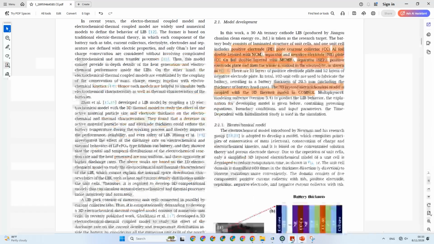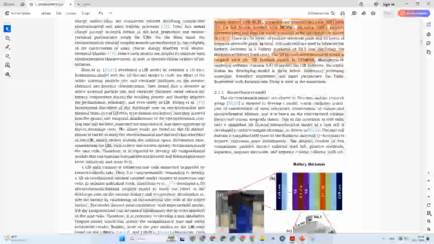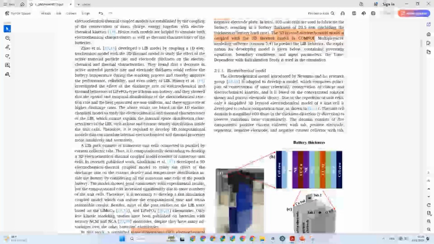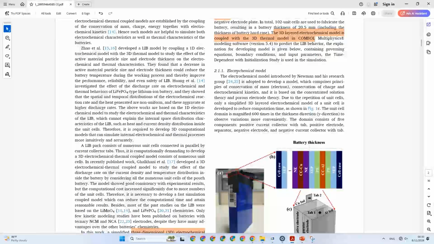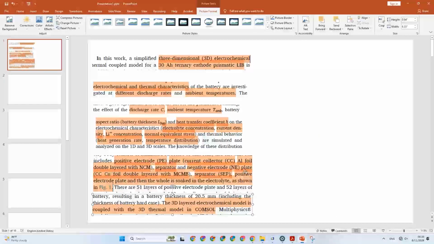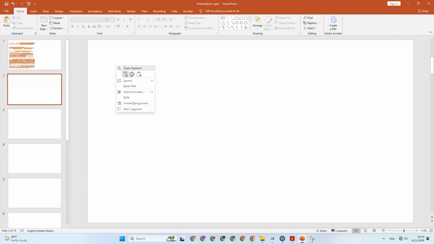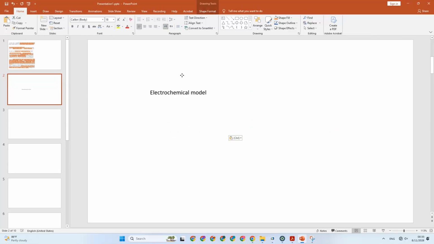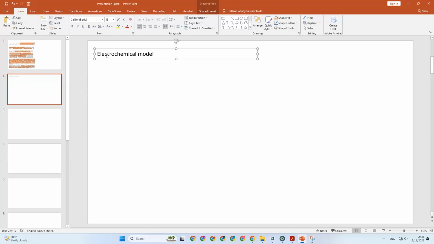Now I continue. The first is the electrochemical model. I can copy the title, electrochemical model, and change it to one, I mean the first part.